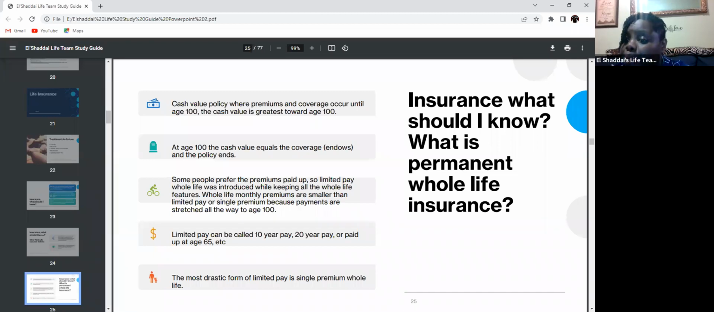Some people prefer the premiums paid up, so the limited pay option came into play, limited pay whole life. It keeps all the whole life features. But while whole life monthly premiums are smaller, limited pay are single premiums because the payments are stretched out over the course of 100 years. Limited pay can be called 10-year pay, 20-year pay, or paid up to 65. Okay. And the most drastic form of limited pay is single premium whole life.